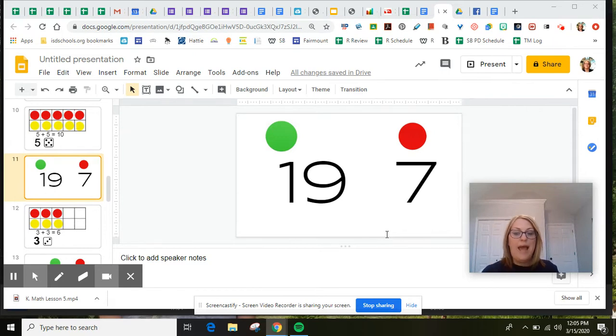Today we're going to practice counting backward. We're going to start at our larger number under the green. That's the number 19. And we're going to count backwards to our smaller number, number 7. Let's see if we can give it a try.